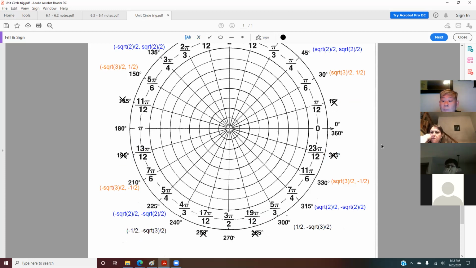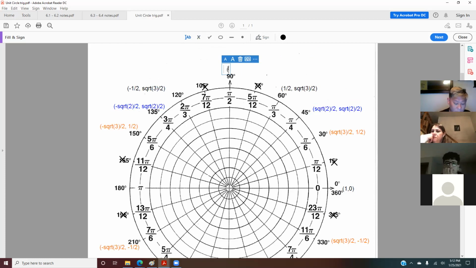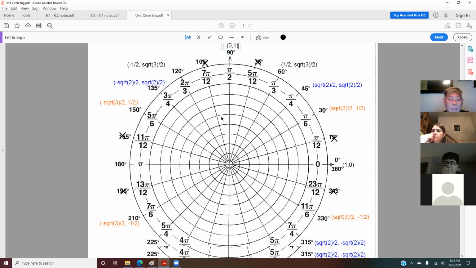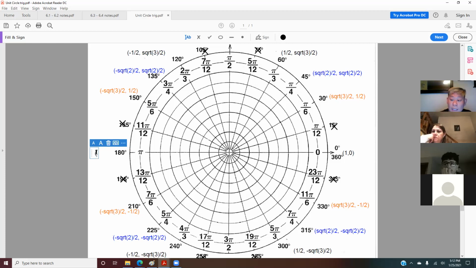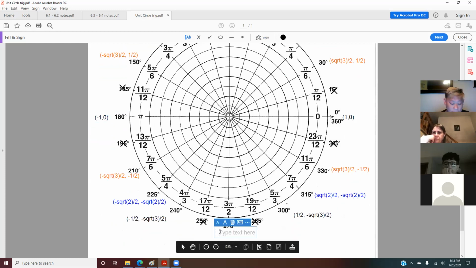Those are easy because the coordinates of 0 are going to be 1, 0. Why is it 1, 0? Because if you have this, your radius is 1. But as you know, your y value, you don't go up and down. Same thing with 90 degrees is 0, 1. 180 is negative 1, 0, because it's on the negative side. And then 270 is 0, negative 1, because it goes down on the y value.